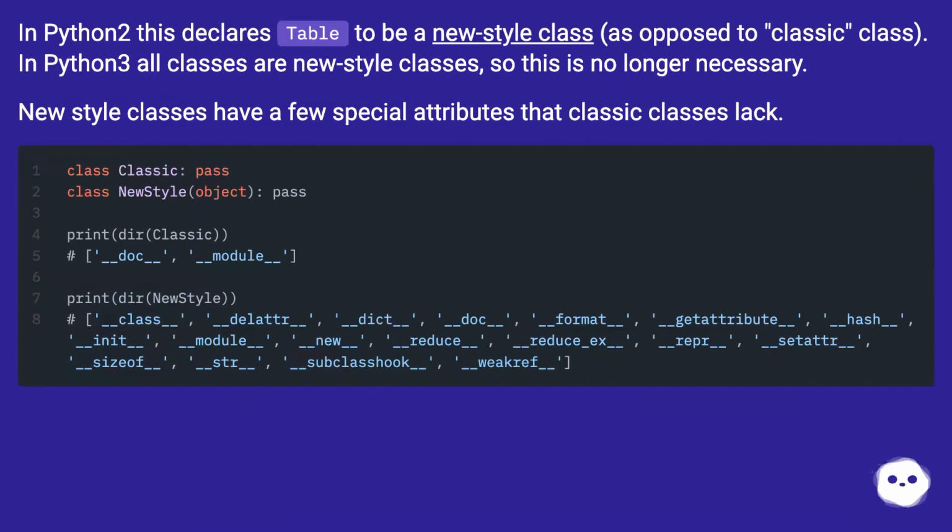In Python 2, this declares table to be a new style class, as opposed to classic class. In Python 3, all classes are new style classes, so this is no longer necessary. New style classes have a few special attributes that classic classes lack.